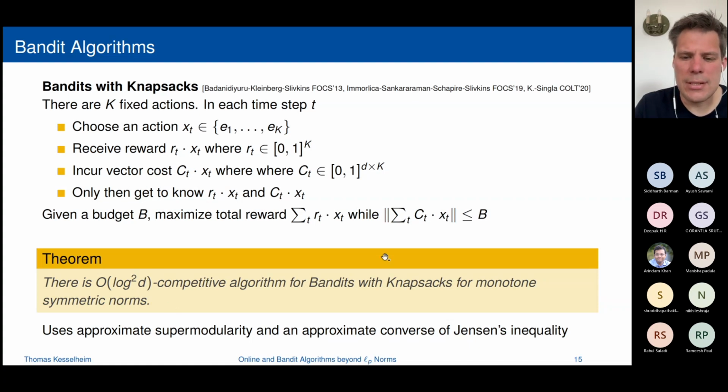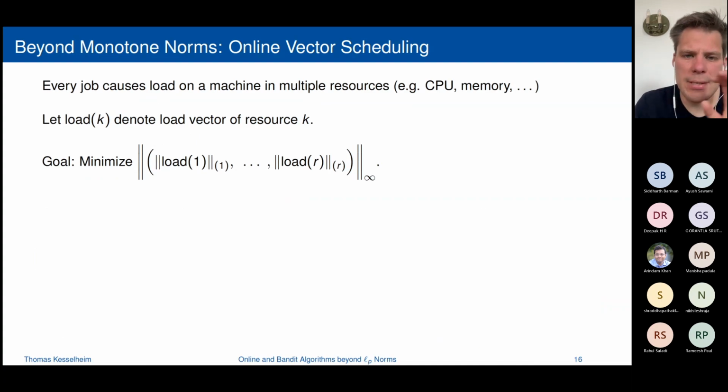But generally this generalizes what, for example, happened in the Immorlica et al. paper. Well, it improves and generalizes what happened in that paper to constraints that are given by arbitrary monotone symmetric norms. But we can also go beyond monotone symmetric norms with our machinery. For example, what we can study is online vector scheduling. That's a problem.